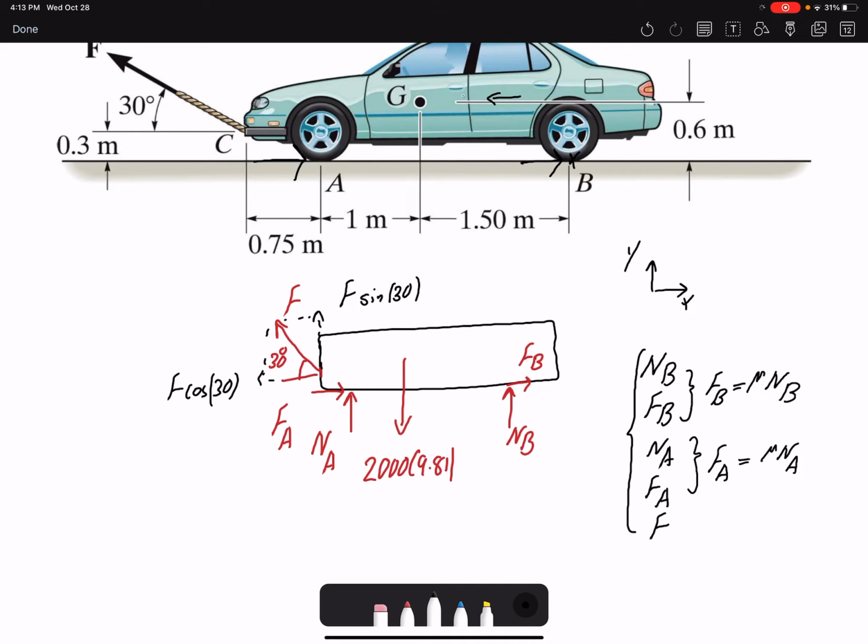But let's draw the dimensions here. Here is 1.5 meter. This would be 1 meter, and the distance between the force would be 0.75 meter. And also we have a distance of 0.3.